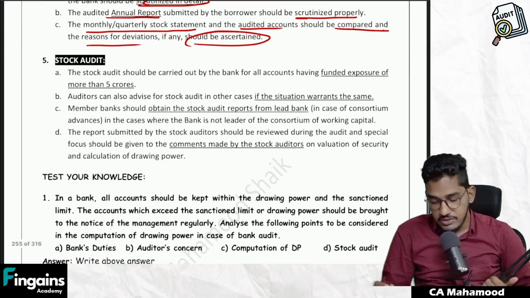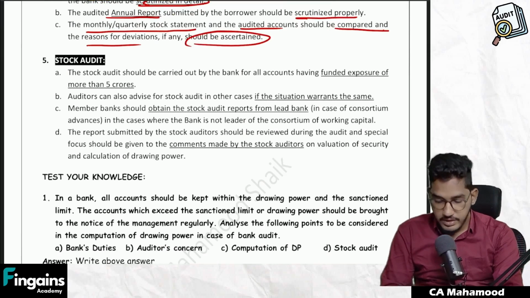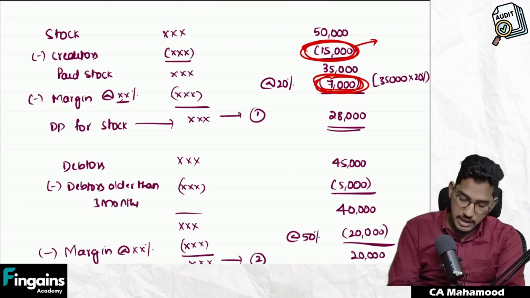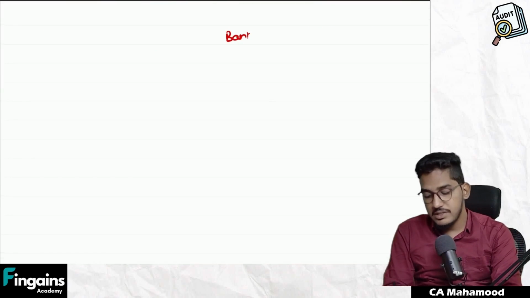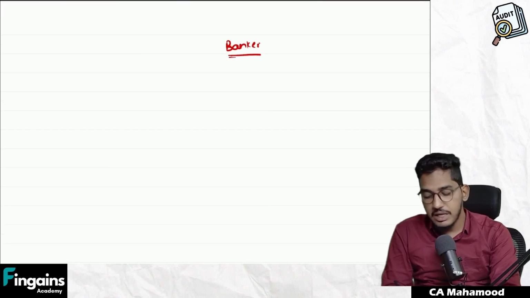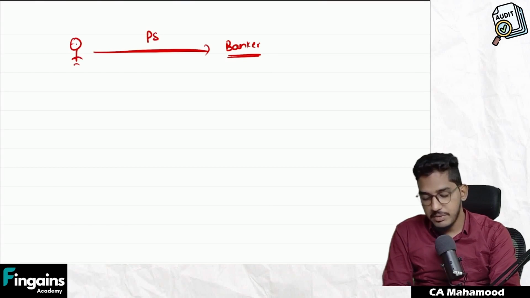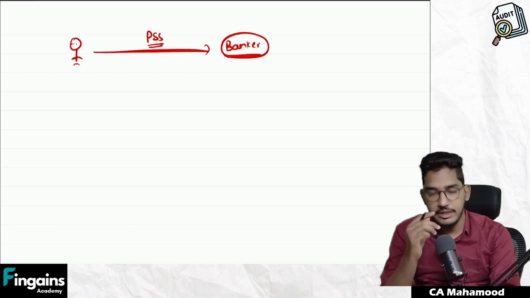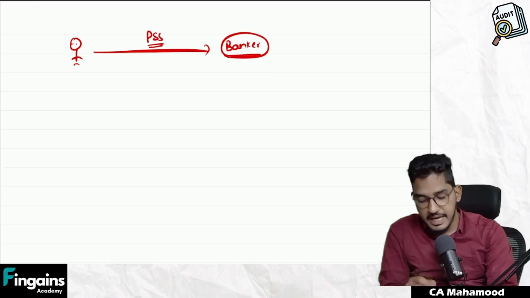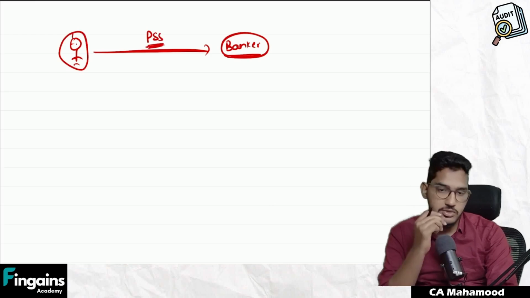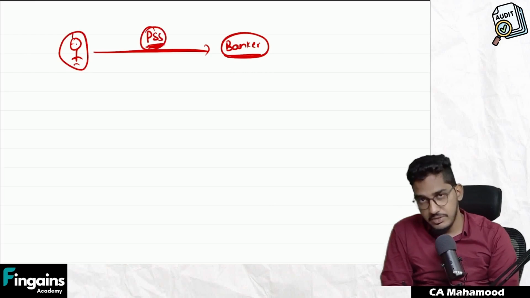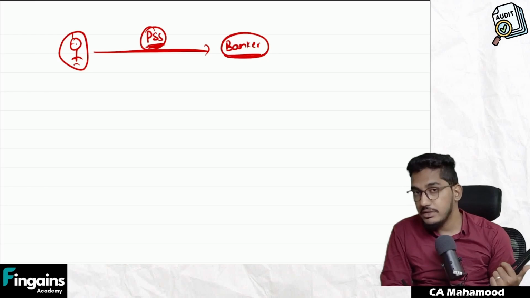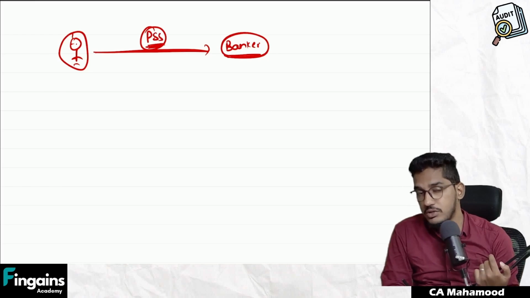Next one. See, there is also a concept of stock audit. As I was explaining, the banker always wants to know the status of the stock. How will the banker come to know the status of the stock? The borrower will submit periodical stock statements on the basis of which the banker will calculate the drawing power. Now, what is the guarantee this borrower is sending correct stock statements? Might be to cheat the banker, he might be showing excess value of the stock.